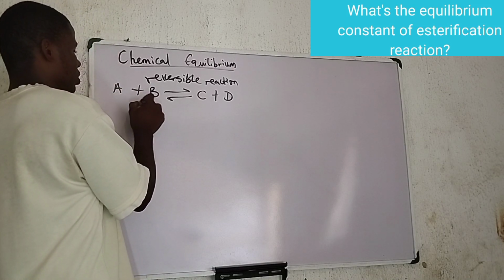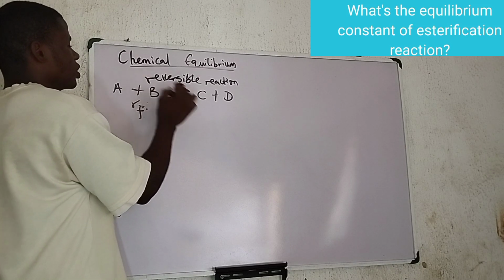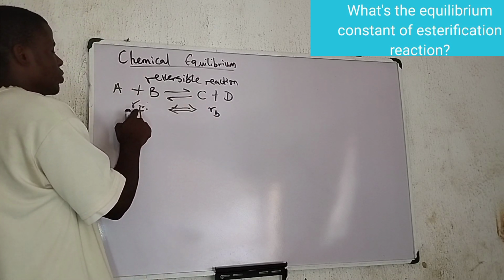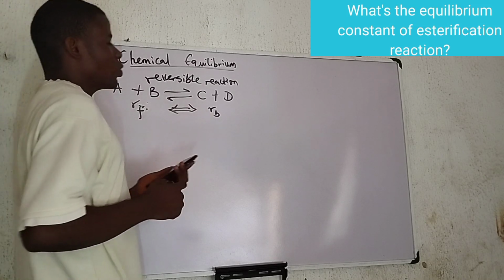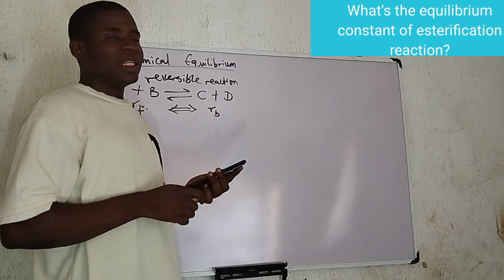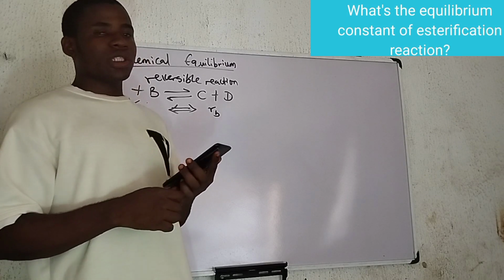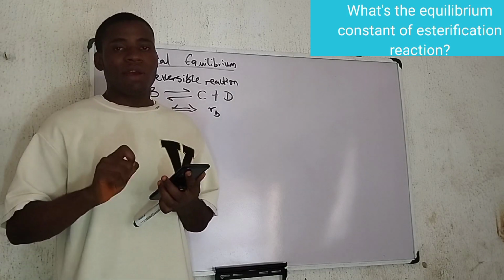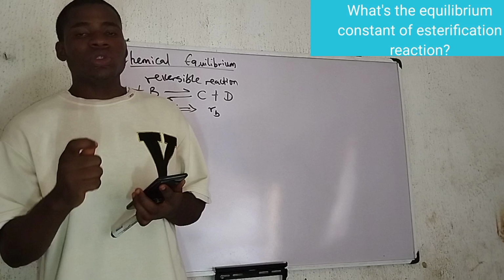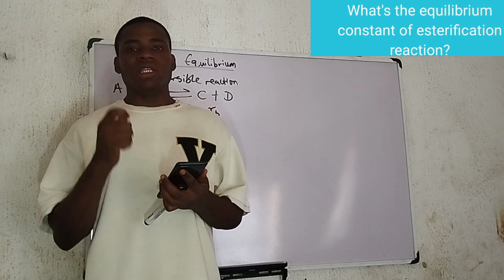For you to say that this reaction is at equilibrium, it means that the rate at which the forward reaction occurs is equal to the rate at which the backward reaction occurs. So the rate of forward reaction must equal the rate of backward reaction. Does it make sense? In that question, they asked us about equilibrium constant, so we have to derive the formula for equilibrium constant.